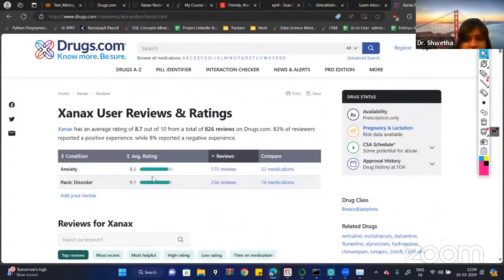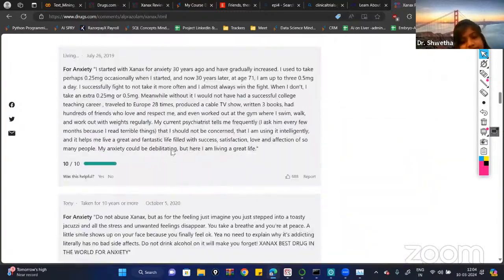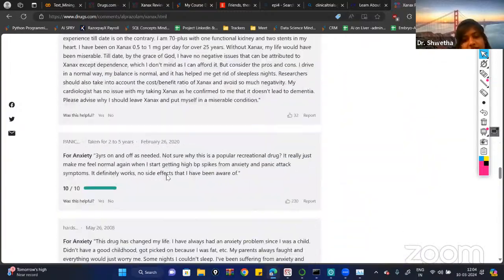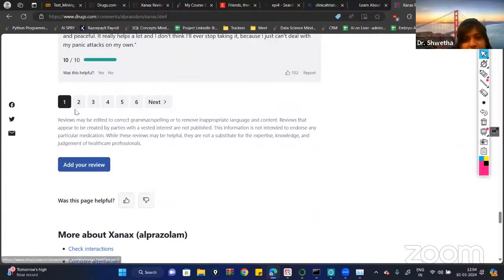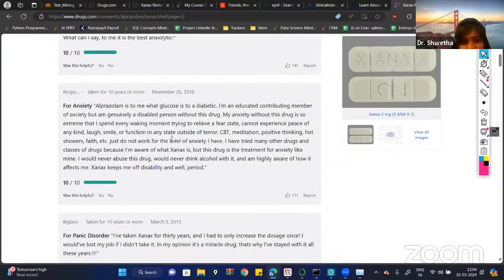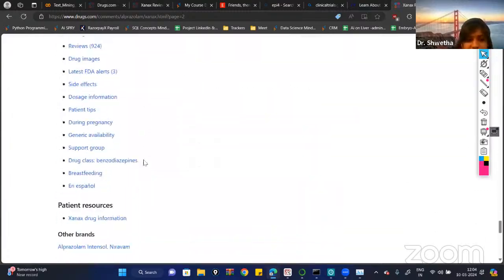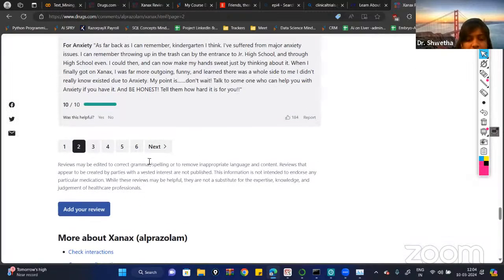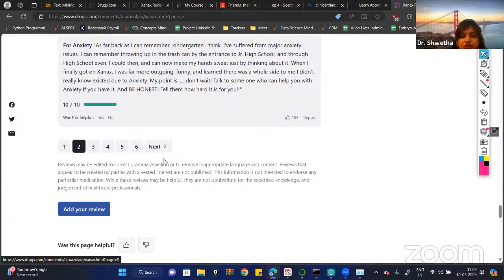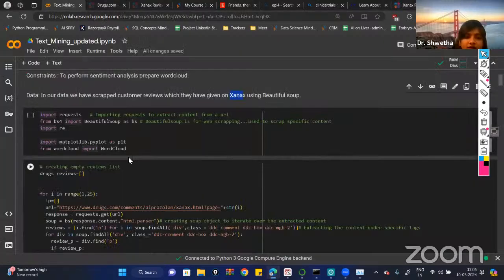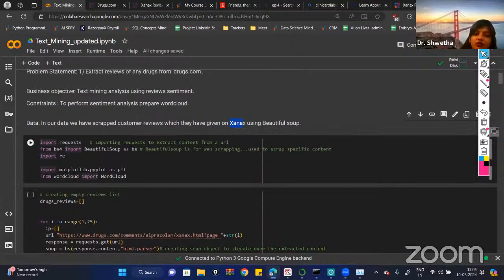You can see here, there are so many reviews and the pages keep continuing. There are a lot of pages with reviews. This is the next page I'm scrolling through, and the count keeps going. So we are writing this code to extract all the reviews that are written across multiple URLs.